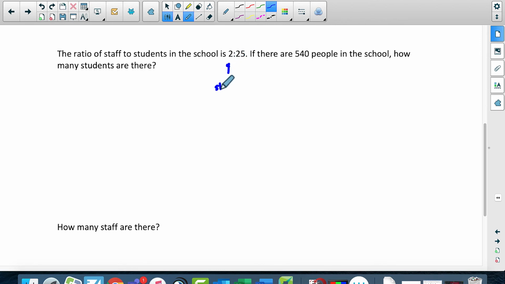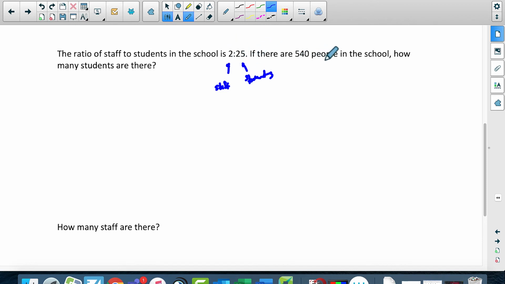2 to 25, where this is staff (teachers, custodians, administrators, office staff) and students. Now, that doesn't mean, well, you can't read that at all. Staff, students. That doesn't mean there's only 2 staff members, right? I should have mentioned this before. It doesn't mean there's only 2 staff members and only 25 students. It means the ratio of staff to students is 2 to 25.